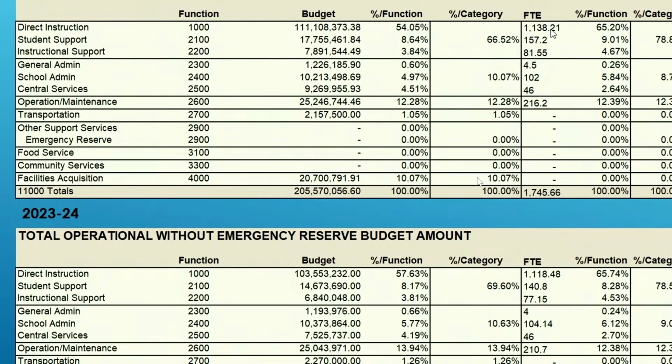This is your FTEs allocated for that purpose. So that is 78.8% of the budget. And so you can see here general administration, school administration, and central services, the dollars allocated for that purpose, which is approximately 10.07% compared to 8.74% of the budgeted FTEs. That's just for your information.